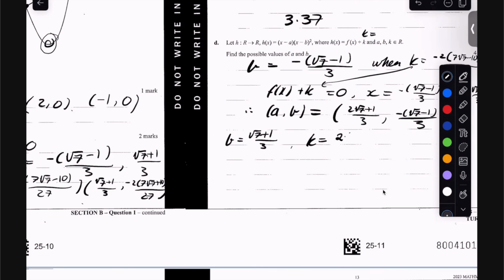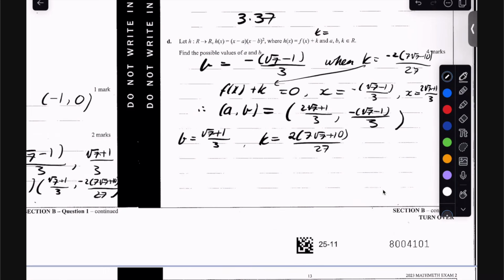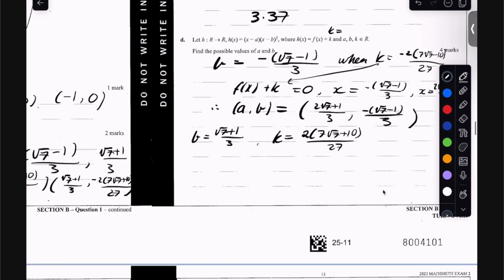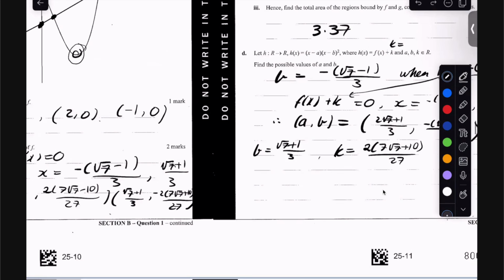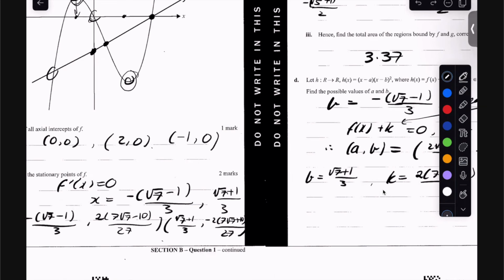So k is 2 times 7 root 7 plus 10 on 27. So we're moving that one up, because that's why I got rid of this negative. We're moving it up that much, units. This is the distance down, it's negative, and so we want to add that on to f of x.